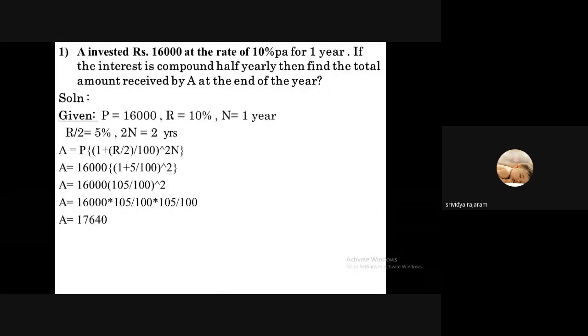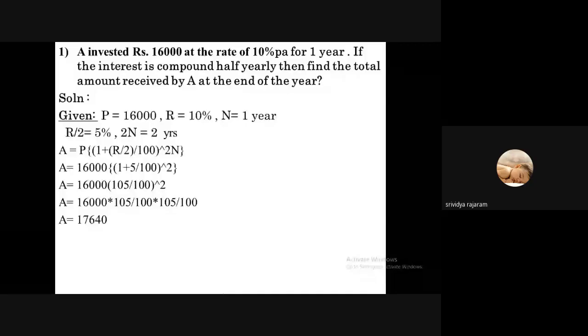So it is direct substitution. Rupees 16,000 is nothing but the initial amount. P is given as 16,000. R is given as 10% per annum. As I said, this 10% per annum is nothing but for 1 year. The rate of interest is 10%. Since they are asking us to find for half year, what we have to do? 10 divided by 2, that is R by 2, we'll get R by 2 as 5%. Then the year is given as 1 year. What I told you, you have to multiply it with 2. So 2n is nothing but 2 years.